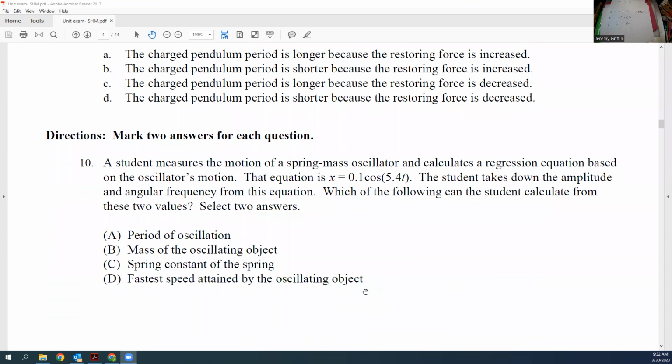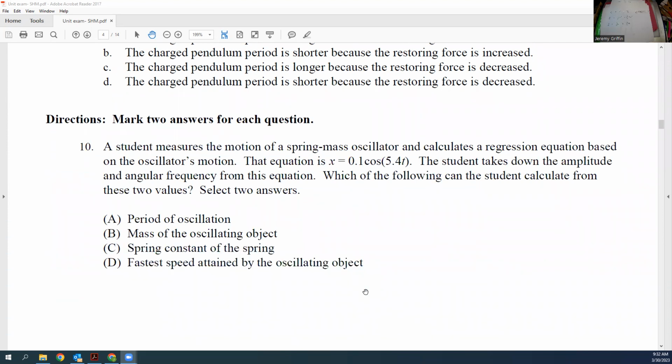Number 10, mark 2 answers. A student measures the motion of a spring mass oscillator and calculates a regression equation based on the oscillator's motion. That equation is 0.1 cosine 5.4 t. So here's the amplitude, 0.1 meters. That's about 10 centimeters. Cosine, because if you pull it from the equilibrium point and start the clock there, then it'll be a cosine curve.